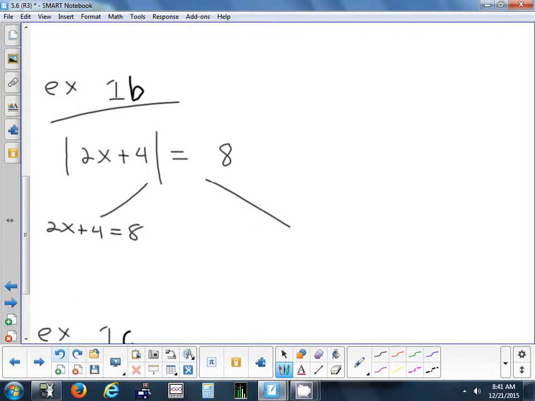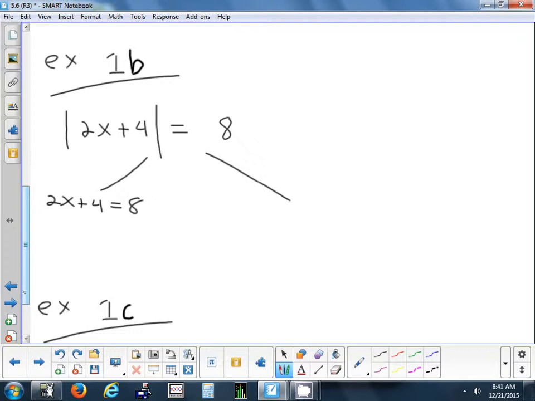And then equals 8. Yeah, that's good. Maria, can you give me my other equation? 2x plus 4 equals -8. And the word, Caitlin, we got to put between them? Or.